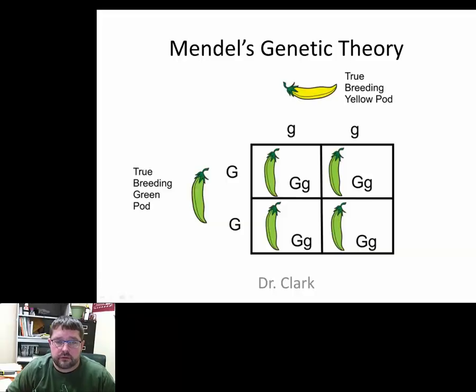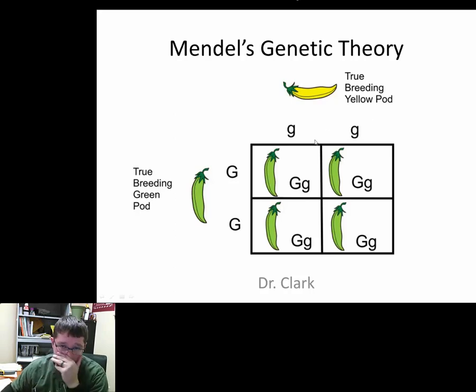Hi all, Dr. Clark here again, and today we're going to talk about Mendelian genetics, or the theory of heredity. Okay, last time we talked about Mendel in general and the way in which he set up his P experiments. Now we're going to dive into the nuts and bolts of the mathematics around his theory of heredity.